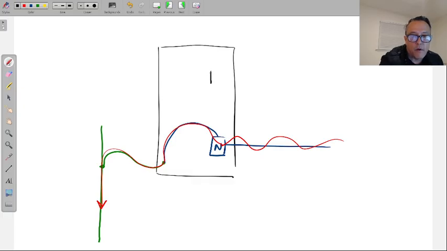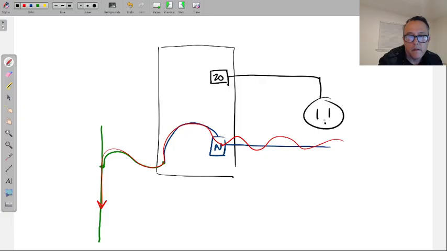Now, let's bring a breaker into this. And now we have an outlet. All right, and we have our neutral. This is a circuit. The reason this is a circuit is because the power is going into the receptacle, and whatever you plug into here will send the current out of the neutral.